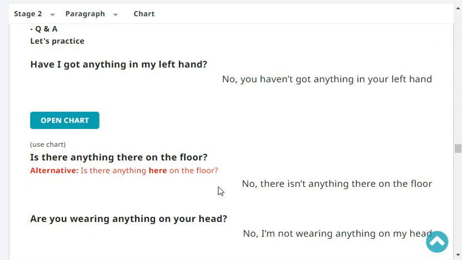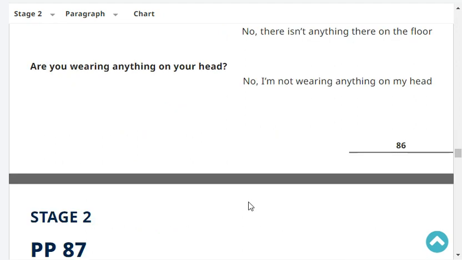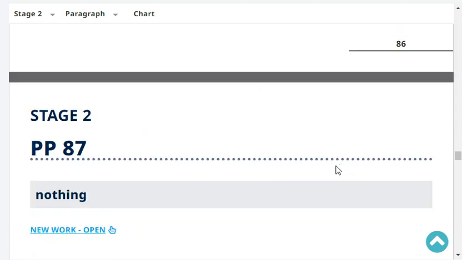Is there anything on the floor? No, there isn't anything there. Very good. Are you wearing anything on your head? No, I'm not wearing anything on my head. Very good.